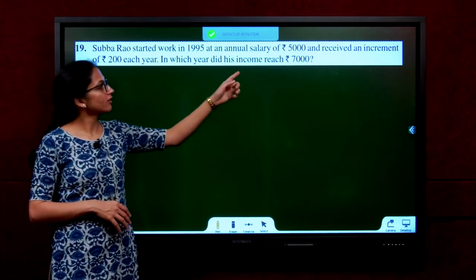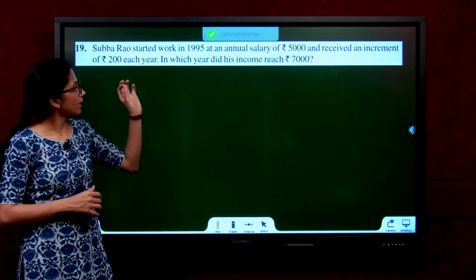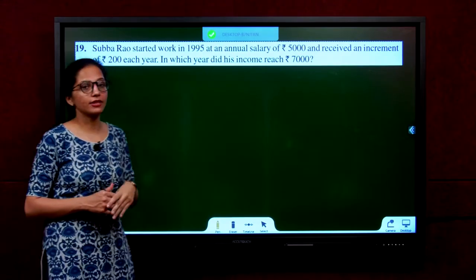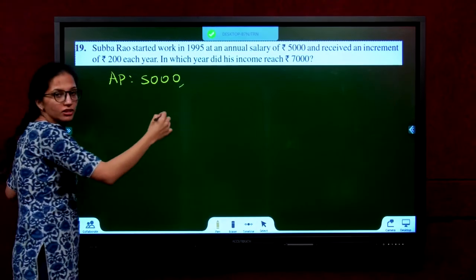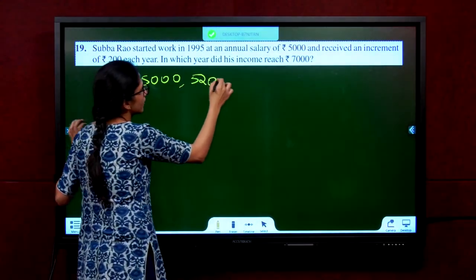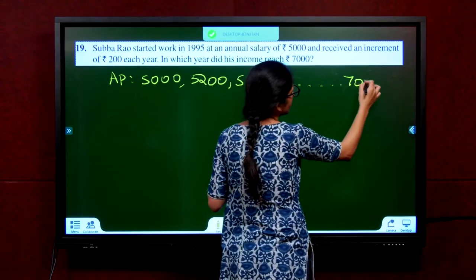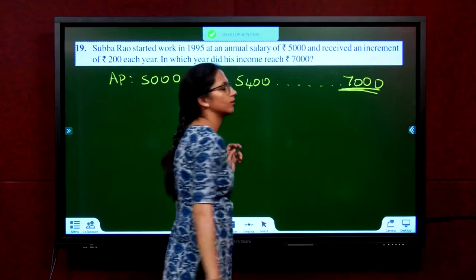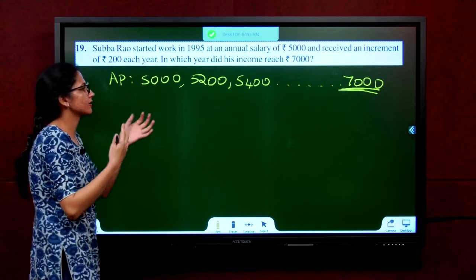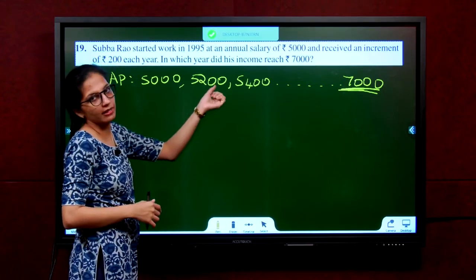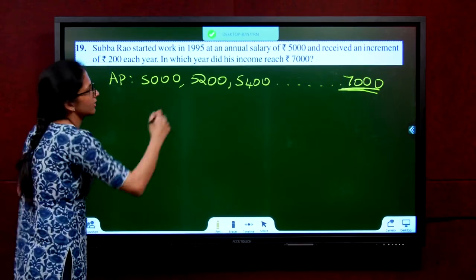In which year did his income reach 7,000 rupees? It's his, not her. In which year did his income reach 7,000 rupees? See, starting salary 5,000. Next year he got 5,200. Next he got 5,400. In which year did he reach 7,000? They want to know how many years it took. This took 1 year, this took 2 years, like that. So first year, second year, third year, like that. So which year is that?